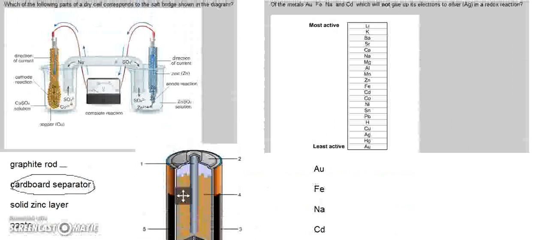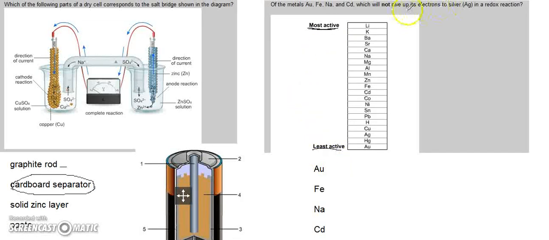All right, going up here. So of the metals, we get 4 metals, Au, Fe, Na, and Cd, which will not give up its electrons to silver in a redox reaction. And then you get this table. Remember, this table means the most active elements, the elements that are most likely to give up an electron, are at the top. And the least active elements, the ones that really want to hold on to their electrons and do not want to give them up, are at the bottom.